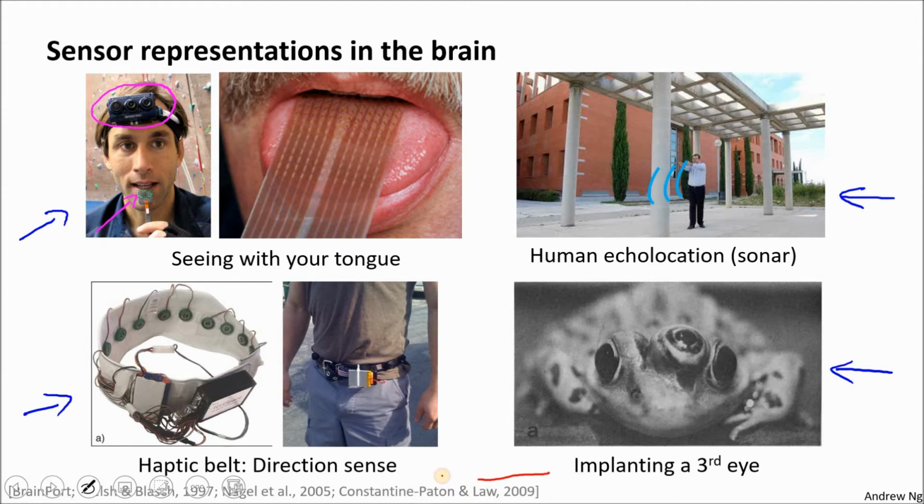You will see these links over here, and they are not so old. So 2005, 2009, 1997, these are the research works done. For example, you see over here, a person is seeing with his tongue. Information is provided for the visual through the sensors on the tongue. They are fed over here, and from the tongue they go to the brain, and the brain decodes it.